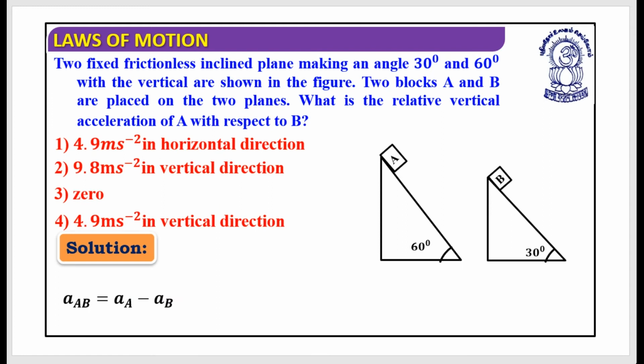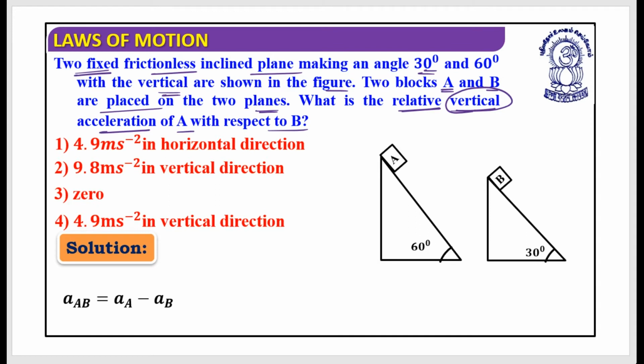Yes, it's a very good question. Read it very carefully because something is hiding in it. It says that two fixed frictionless inclined planes making an angle of 30 degrees and 60 degrees with the vertical, as shown in the figure. Two blocks A and B are placed on the two planes, and what is the relative vertical acceleration of A with respect to B? So this is what they require.